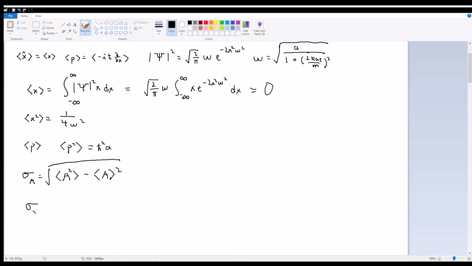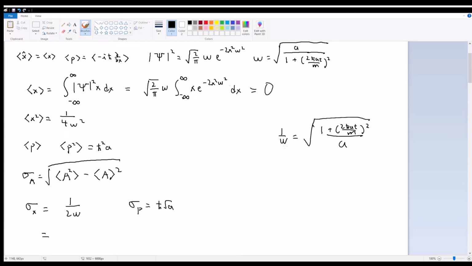So the uncertainty in x is going to equal 1 over 2 omega, because it's the square root of 1 over 4 omega squared, and the uncertainty in p is going to be h bar square root of a. We defined omega earlier, so if we want to define this properly, 1 over omega is going to be the square root of 1 plus 2 h bar a t over m squared, over a.